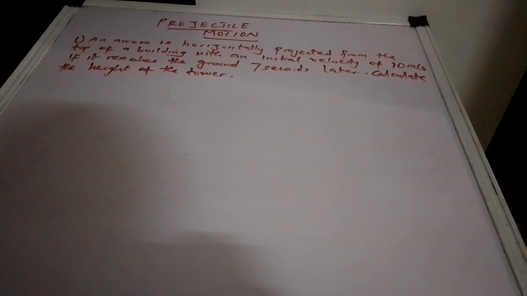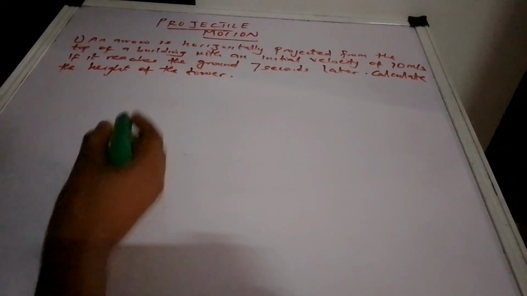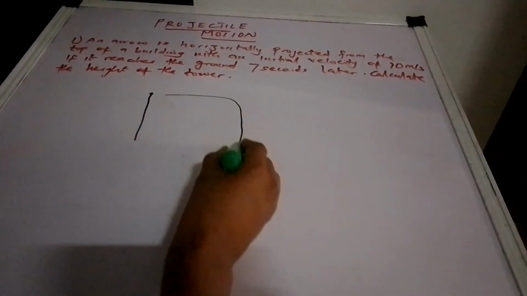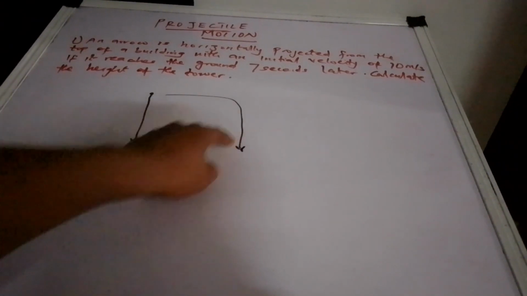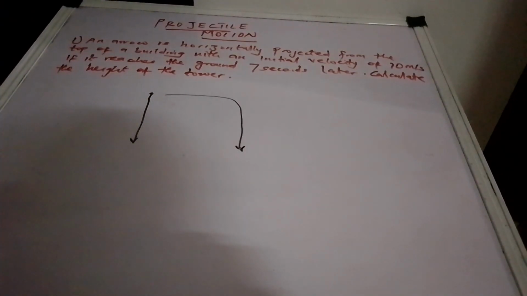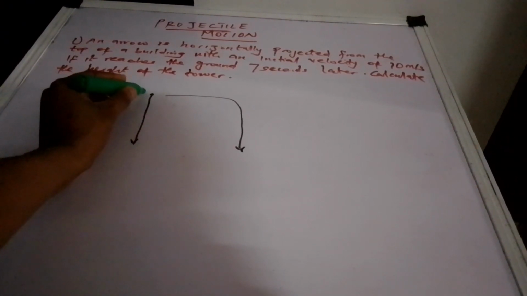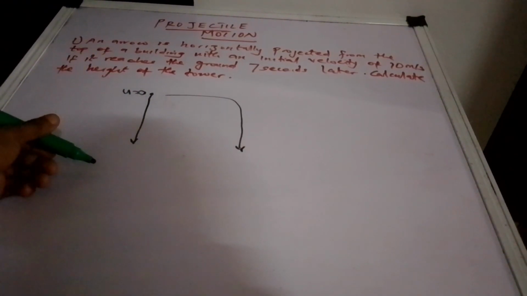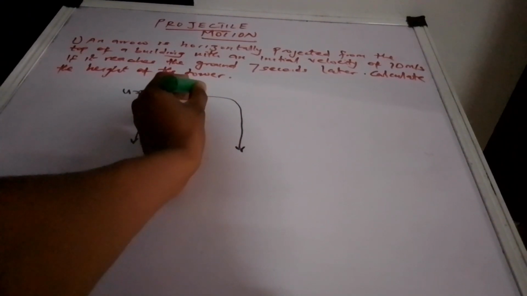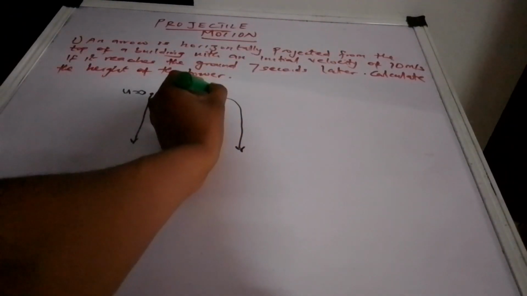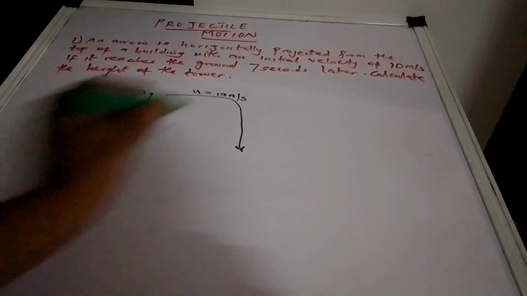Now that we know that this kind of projection is horizontal projection, let's take the parameters. Remember, let's look at this illustration. When an object is projected horizontally, for the vertical component, I want to do a quick recall. The vertical component of the initial velocity u is 0 when an object is falling down. But for the horizontal component, u is 10 meters per second, as given in the question.